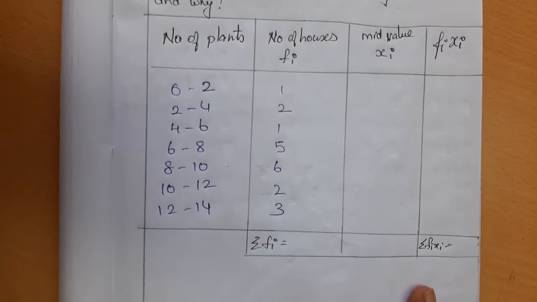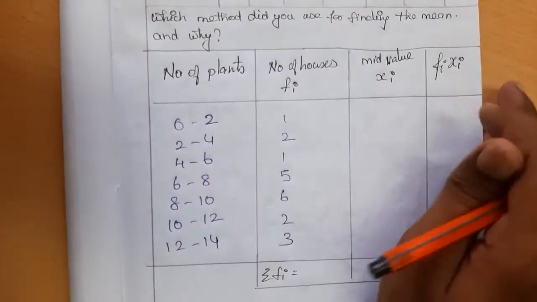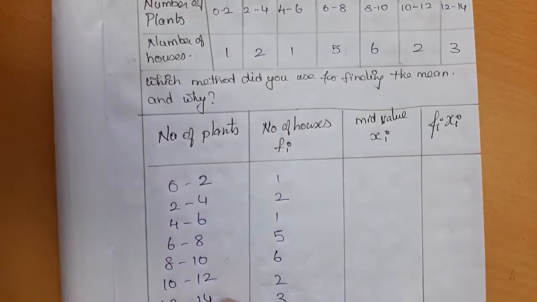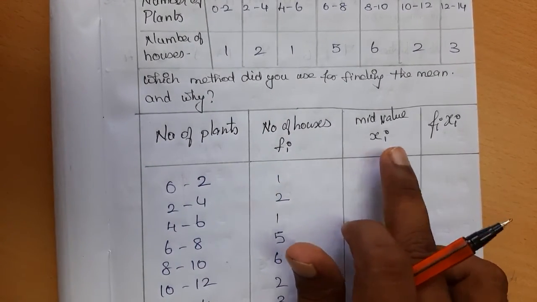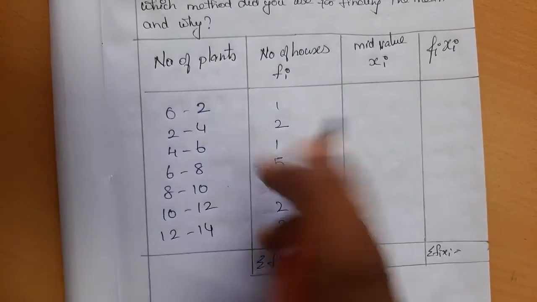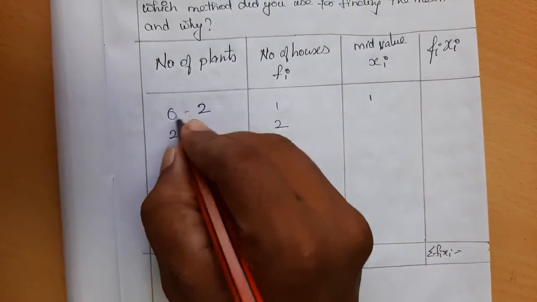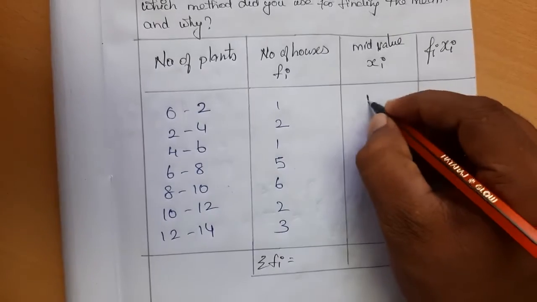So just look at this. I have written the table, and I have written what is given in the question. This class interval is written here, and the frequency also written here. So first we have to find the mid value, right? So xi, the mid of 0 and 2 is 1, or you can write (0 plus 2) by 2 is 1. Directly, we can write.